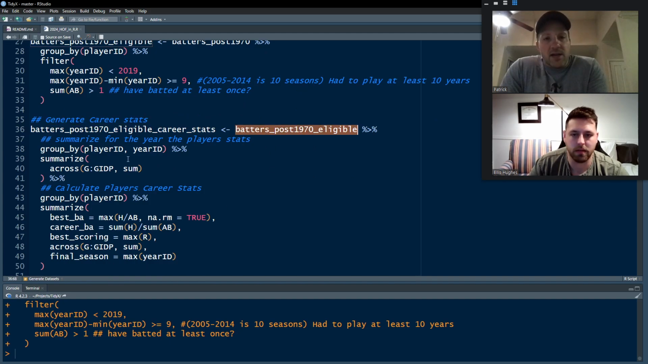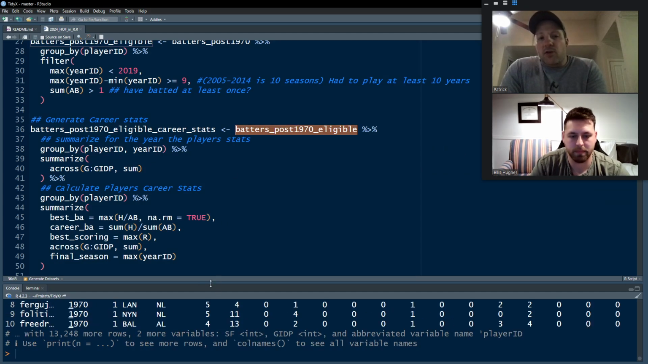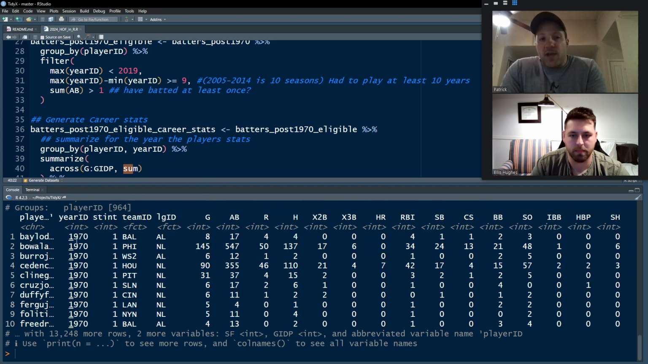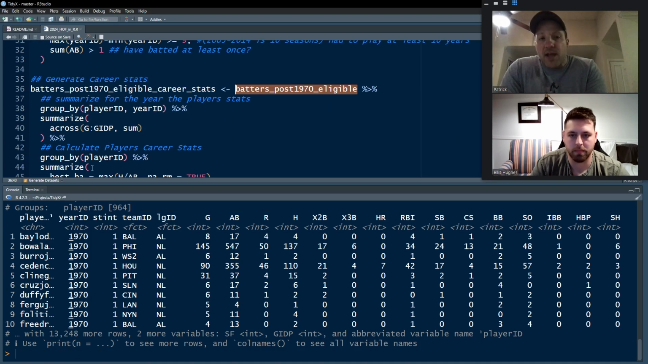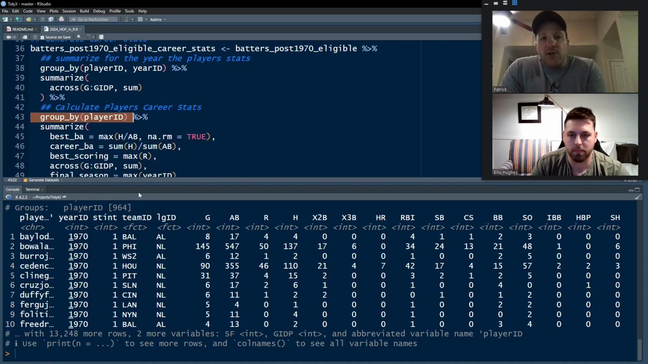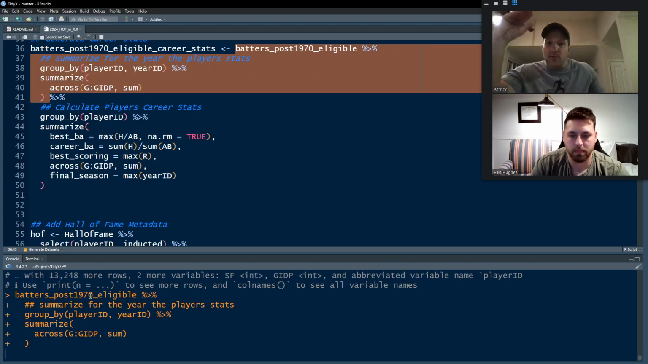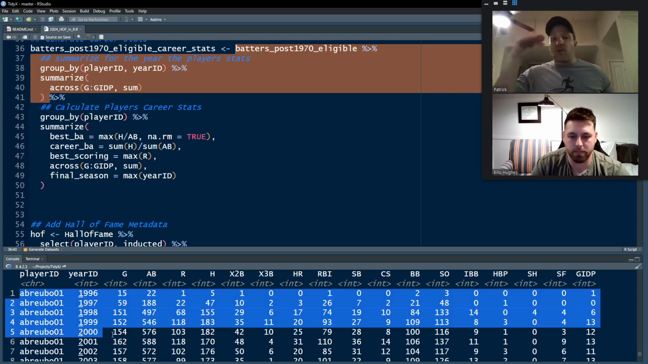And then generating some career statistics. So we're going to take that eligibility data set, we're grouping by the player and the year ID, and we're summing across all of the relevant game hitting stats. And remember, summing across means that across all of those rows, we're going to do the sum of each of those for every player for every year. So effectively, we have a player years table right now, which we're going to then further collapse down by grouping by just the player ID. So we're going from a player years table and collapsing that down into a player's career table.